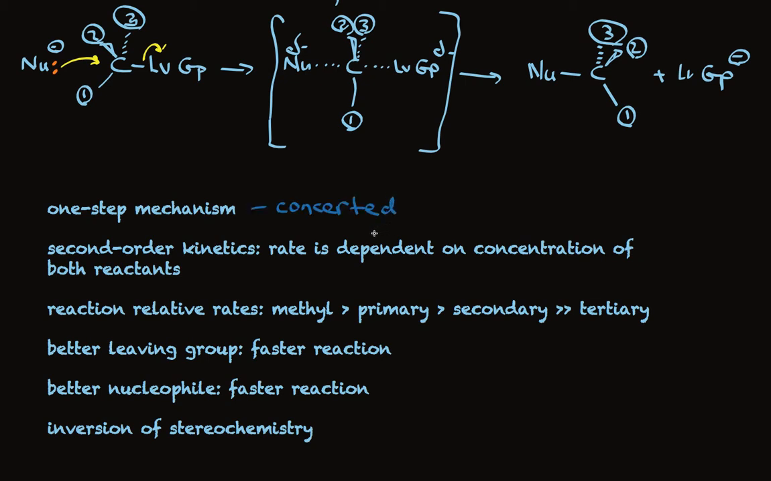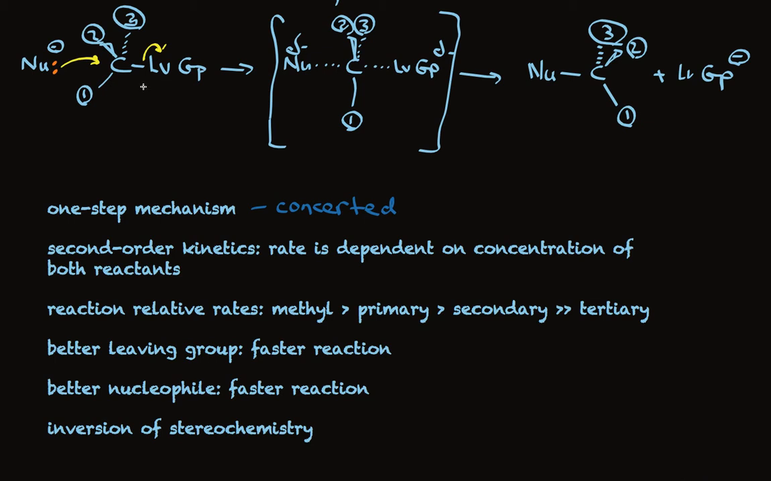Second order kinetics, the rate is dependent on the concentration of both reactants. If you add more nucleophile, this reaction will happen faster because there's more collisions between the substrate and the nucleophile. If you add more substrate, same thing is true. So for instance, the classic statement is if you double the concentration of the nucleophile, the rate doubles. If you double the concentration of the substrate, the rate doubles.